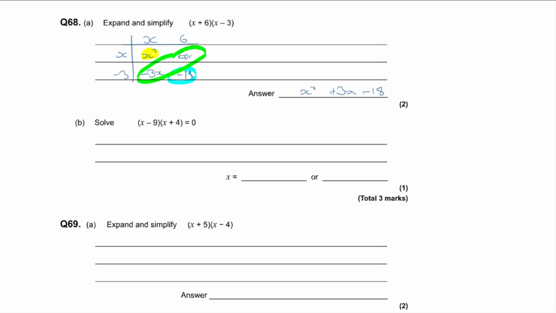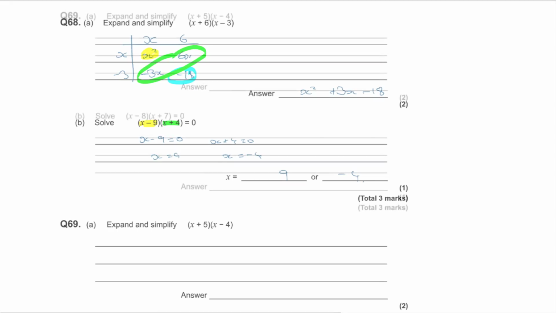Okay. B, solve x minus 9, x plus 4 is equal to 0. Now when you've got two things multiplied together give you 0, either one thing is equal to 0 or the other thing is going to be equal to 0. Now if x minus 9 is equal to 0, then x must be equal to 9. If x plus 4 is equal to 0, then x must be equal to minus 4. So x is going to be 9 or x is going to be minus 4.